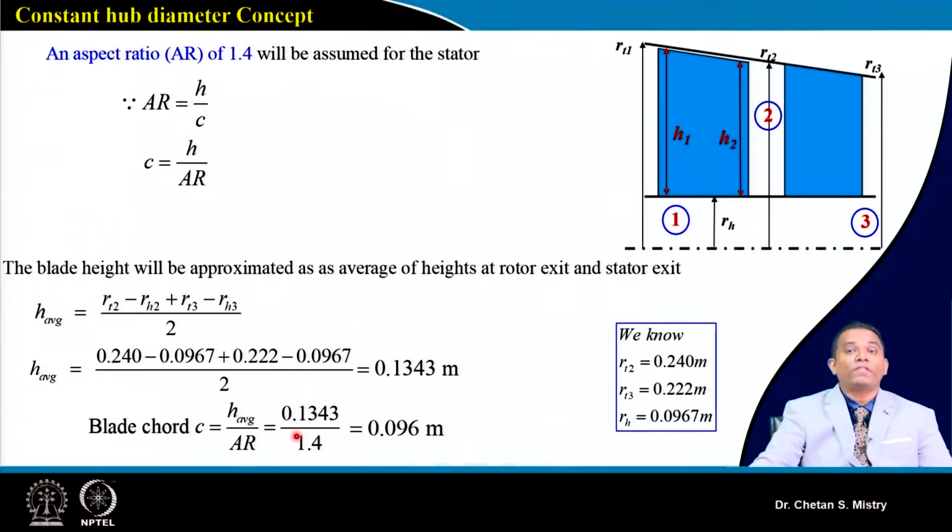If you recall, when we did the calculation for the stator configuration with constant tip diameter, my chord was coming to 0.08. So you can see that the numbers we select start reflecting in the calculation. This is because of the change of height, and that height change depends on which kind of configuration we select.